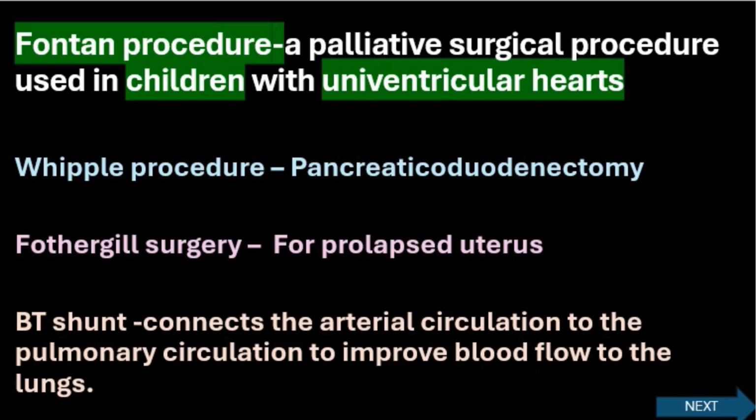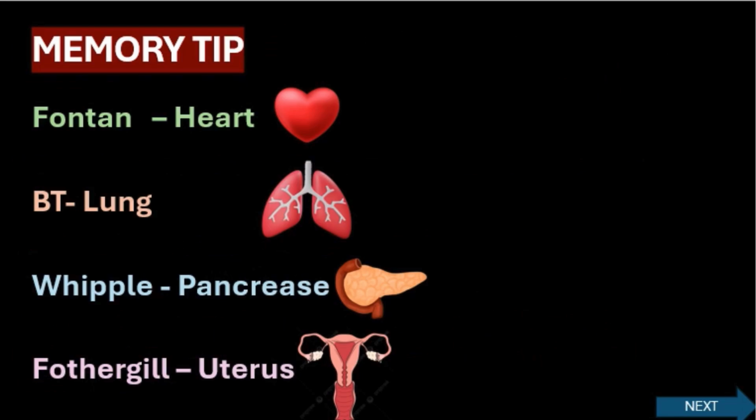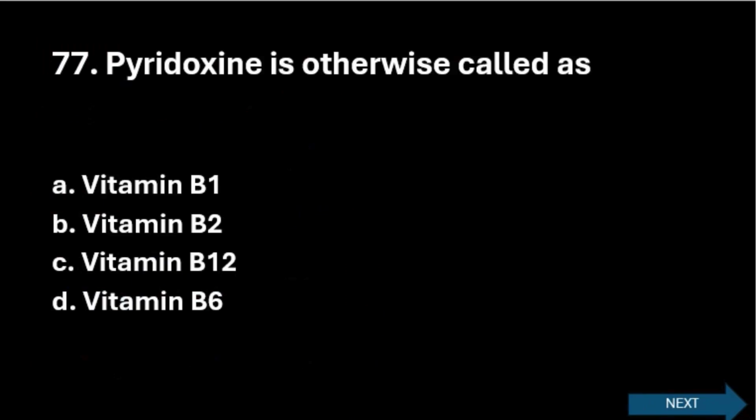Fontan procedure is a palliative surgical procedure used in children with univentricular hearts. Whipple procedure is pancreatico-duodenectomy. Fothergill procedure is for prolapsed uterus. BT shunt will connect the arterial circulation to pulmonary circulation to improve the blood flow to the lungs. Let us see the memory tips here with the diagrams. Fontan heart, BT lung, Whipple pancreas, Fothergill uterus. Next question.